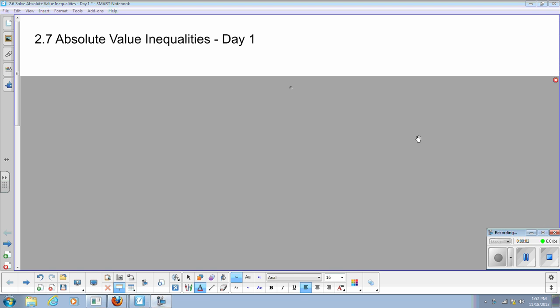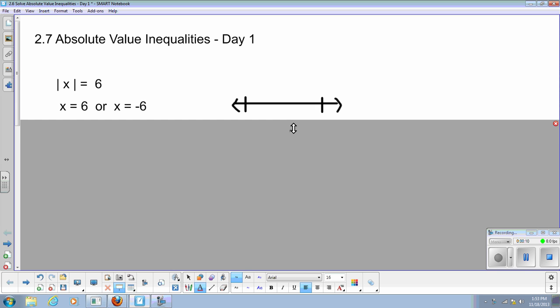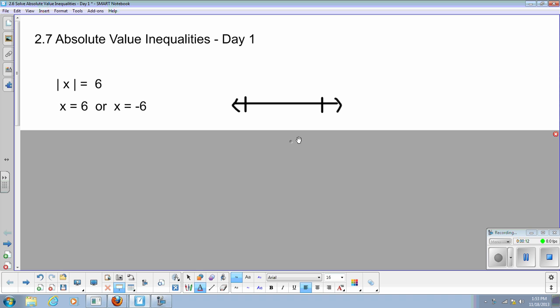Here we go. 2.7 absolute value inequalities, day 1. In lesson 2.6, we were actually working with absolute value equations. And we took our equation that said the absolute value of x equals 6. And we talked to the fact that the inside of this absolute value could equal negative 6 or positive 6.